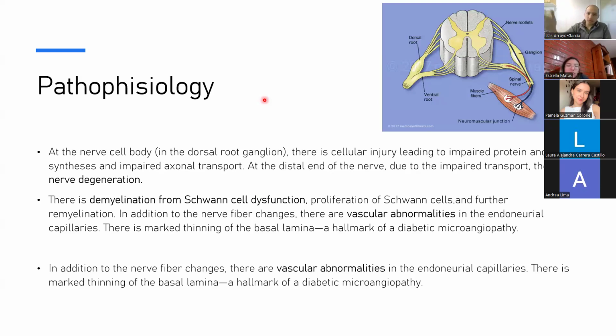they start degenerating. So we also have problems with demyelination, Schwann cell dysfunction, nerve fiber changes, and vascular abnormality because of the diabetes. Then there is a marked thinning of the basal lamina in the microangiopathy. This is something that we were also talking about, the vascular abnormalities and the capillaries.